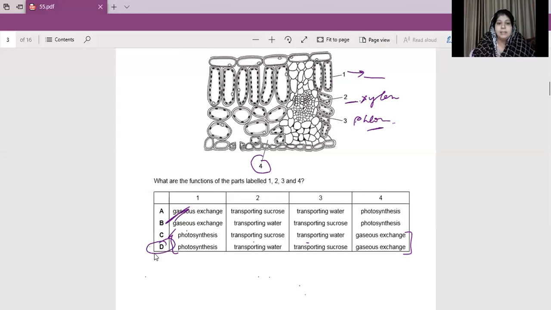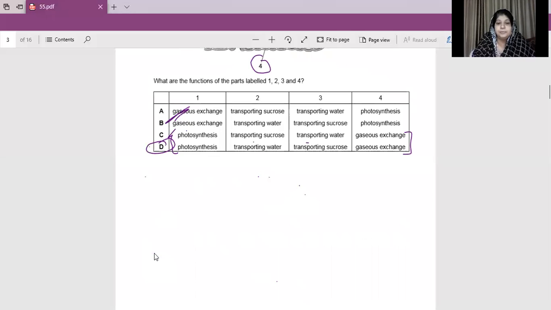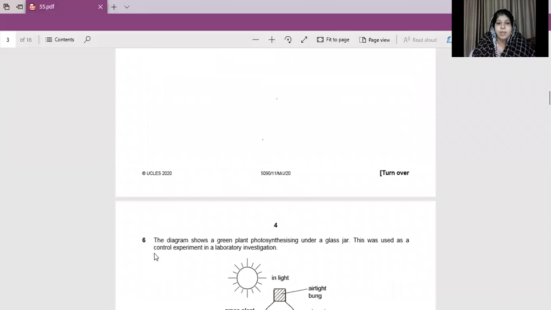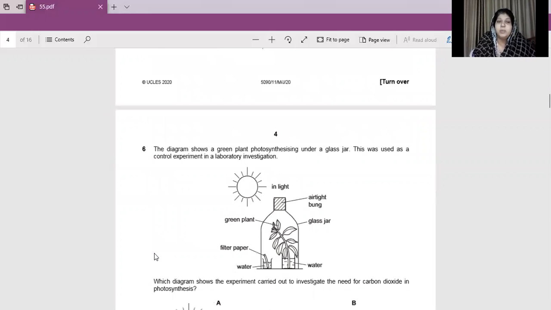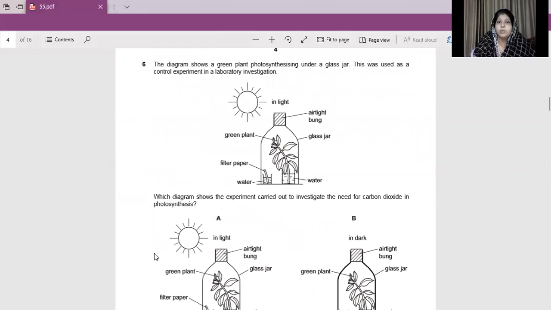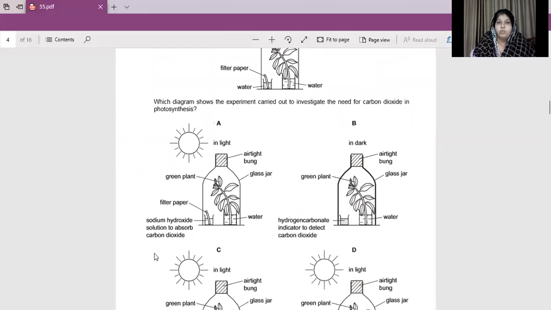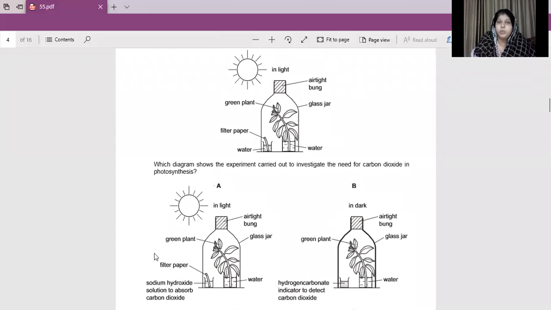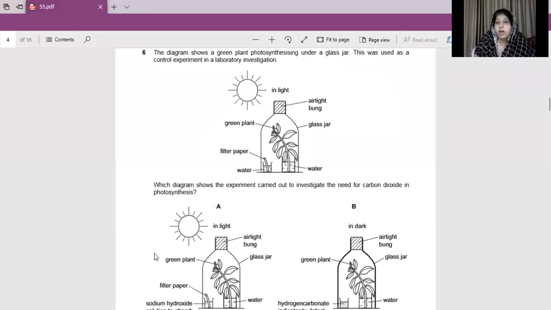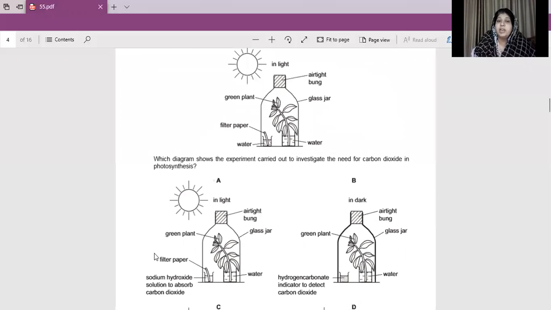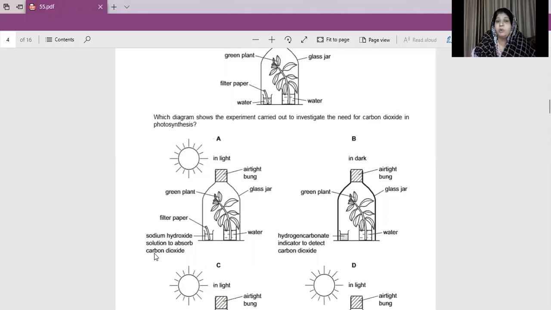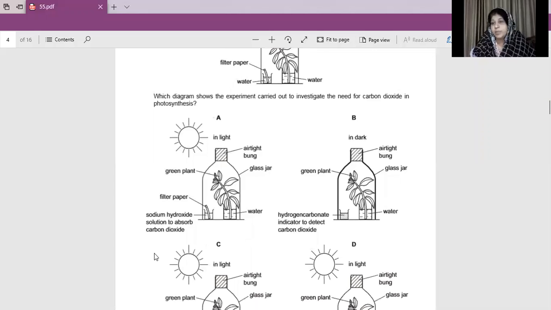Next is number six. The diagram shows a green plant, photosynthesis. In this one, they are showing a jar with a plant. Which diagram shows the experiment carried out to investigate the need for carbon dioxide?